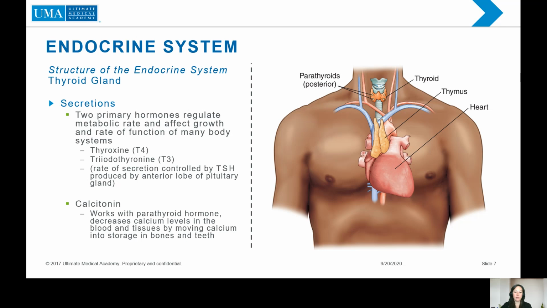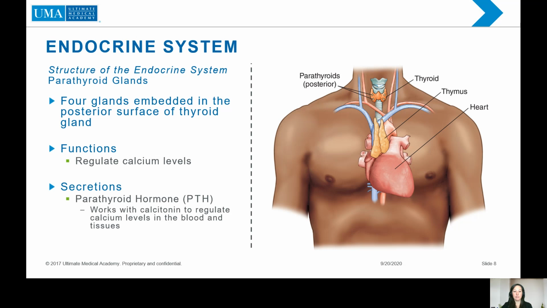Calcitonin is also a parathyroid hormone, which decreases the calcium levels in the blood and tissues by moving calcium into storage in bones and teeth. So your thyroid gland does a lot. And you may hear people say that they have a hypothyroid or a hyperthyroid. This just means that their thyroid is maybe a little bit slower to act or maybe it's overactive. So they may have to take medication in order to regulate their thyroid gland.